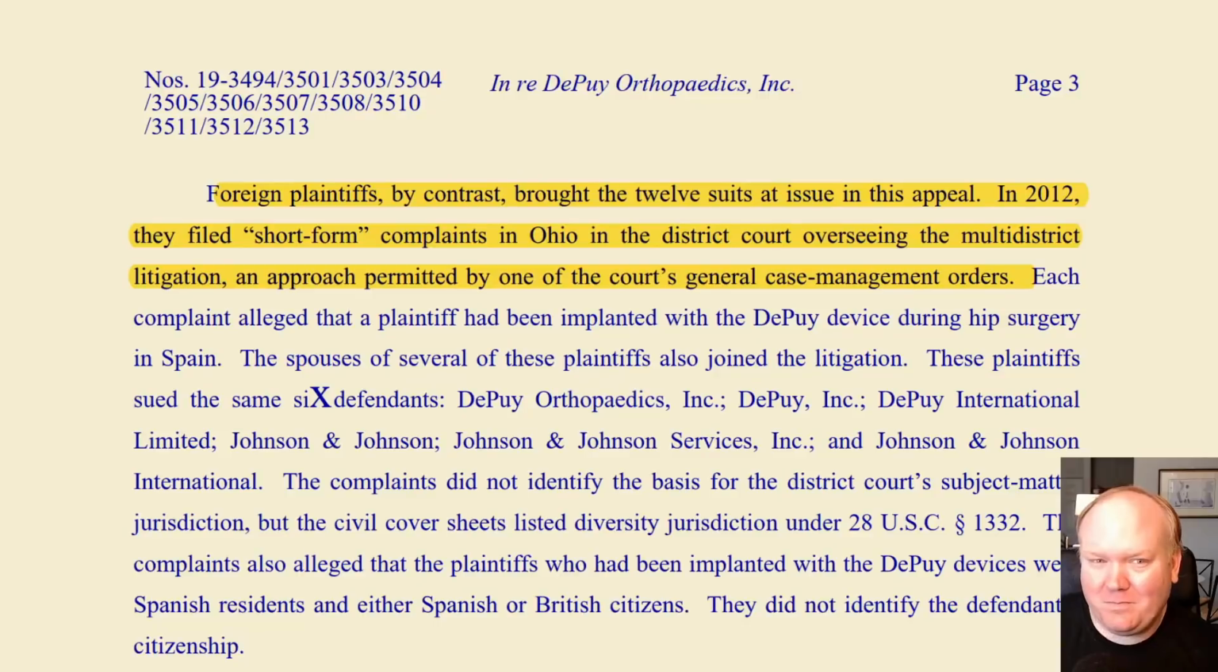Let's go to appeal. "The foreign plaintiffs, by contrast, brought these 12 lawsuits. In 2012, they filed short-form complaints in the district court overseeing this multi-district litigation, an approach permitted by one of the court's orders."